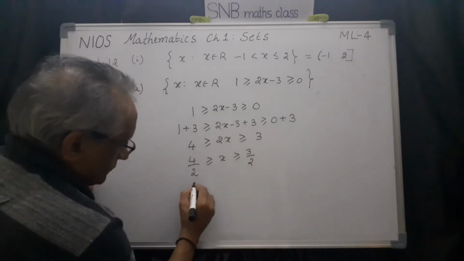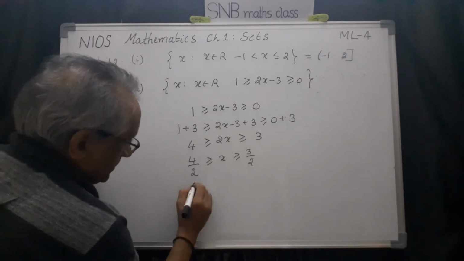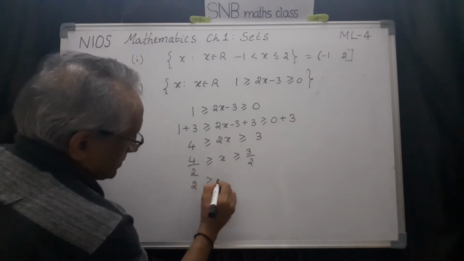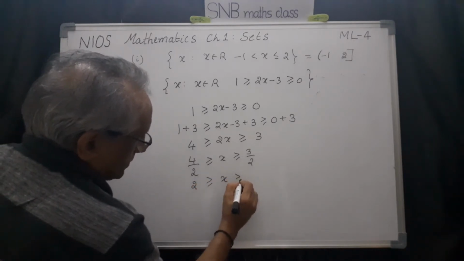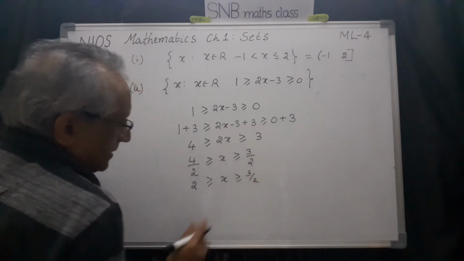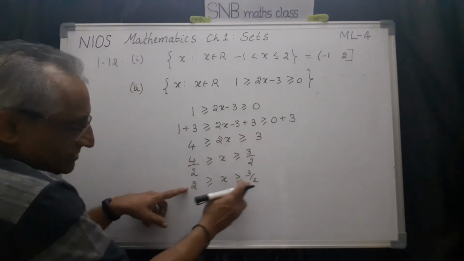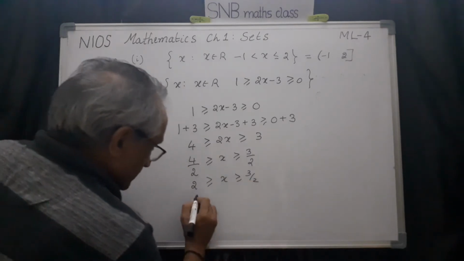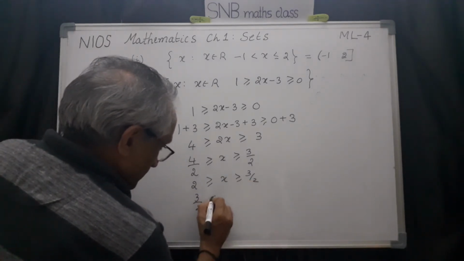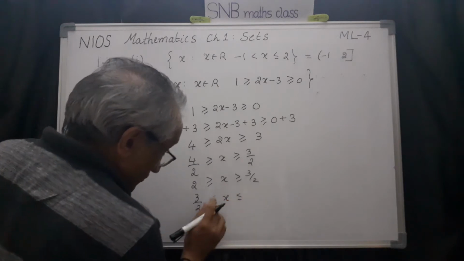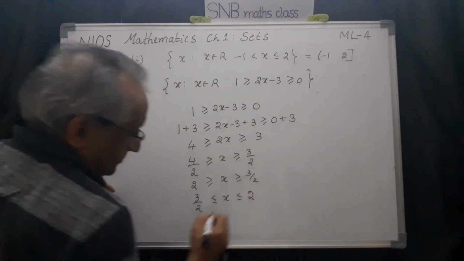So that means 4 by 2, which is 2, is more than or equal to x, which is more than or equal to 3 by 2. Of course, this is written in the reverse order. Bigger number is here, smaller number is here. Write in the reverse order first: 3 by 2 is less than or equal to x, which is less than or equal to 2.